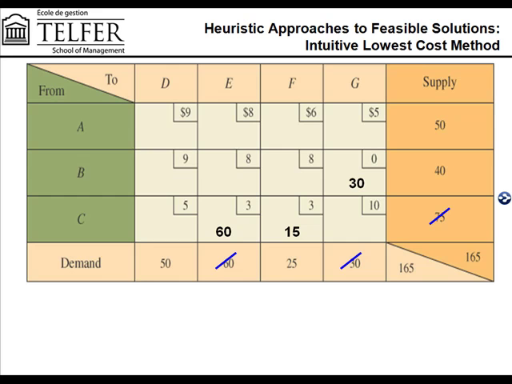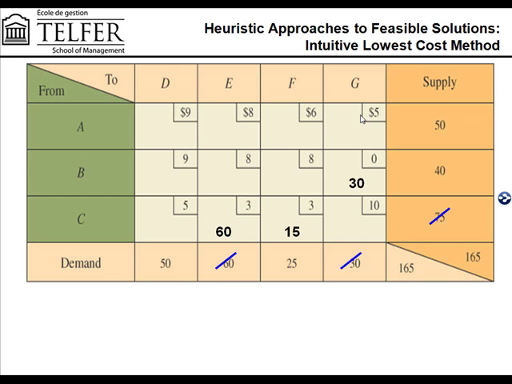So C cannot supply any more units now. We've only satisfied the demand up to this point for E and G, and only 15 units for demand point F. F still requires 10 more units from somewhere else. Next up, after $3, there's a couple of cells which have a cost of $5 associated with it. And like I said, based on the tie-breaking rule that I'm using, I'm going to choose the cell that comes first from top to bottom, left to right.